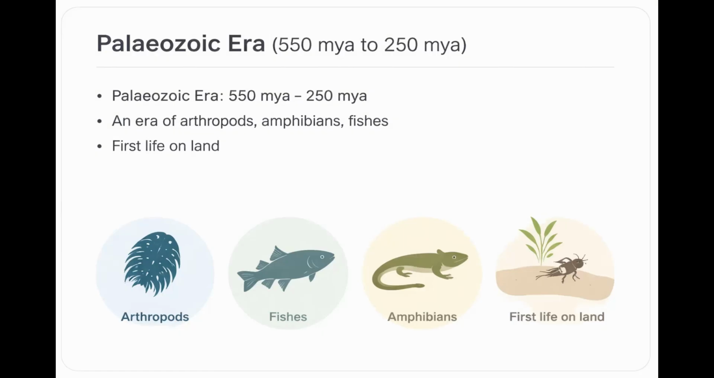The Paleozoic era runs from about 550 million years ago to 250 million years ago. The source characterizes it as an era strongly associated with arthropods, amphibians, and fishes, and it's also when life makes a crucial move onto land. That transition to land sets the stage for later terrestrial ecosystems and the evolution of many land-adapted groups.